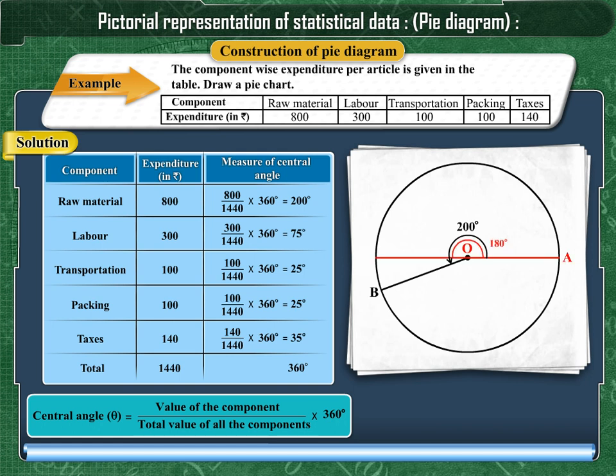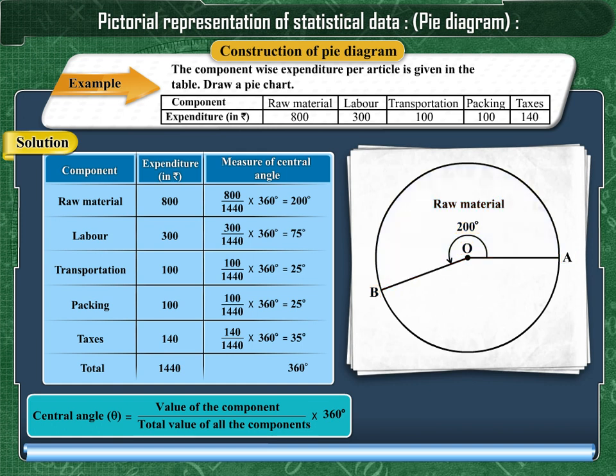Let us draw one more pie diagram. Electricity used by farmers during different parts of day for irrigation is shown in the table. We have to draw a pie diagram for the given data. We first prepare a table showing part of day, percentage of electricity used, and measure of central angle.